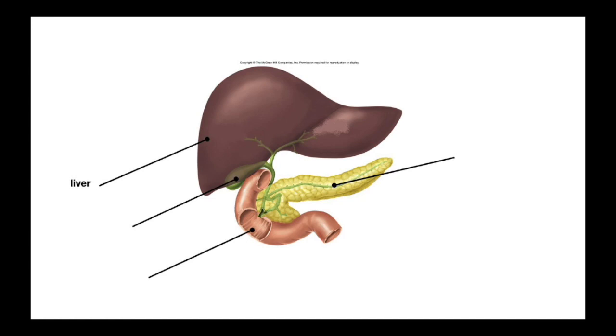There's the liver. There's the gallbladder. There's the first part of the small intestine, the duodenum. Of course, this is the pancreas. So just kind of isolating that system.